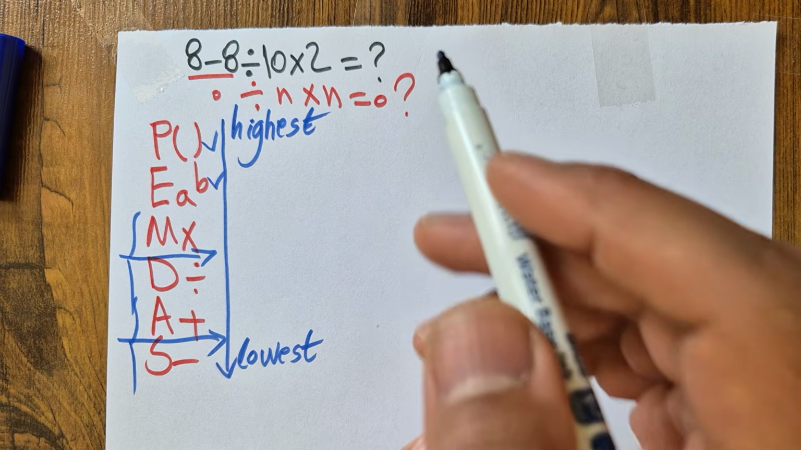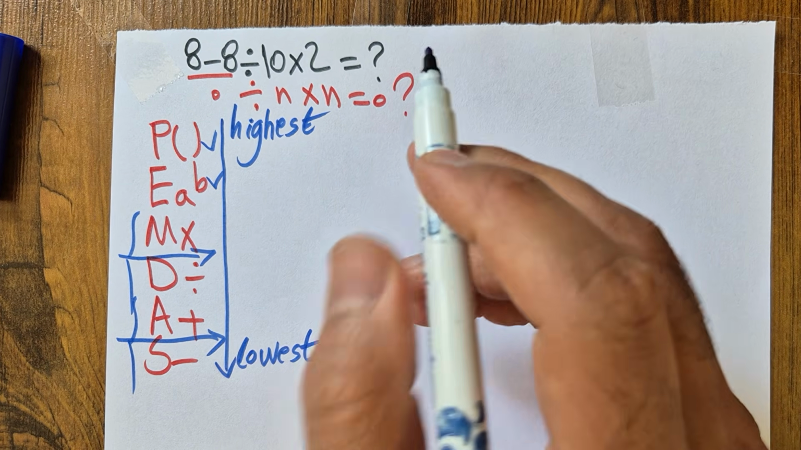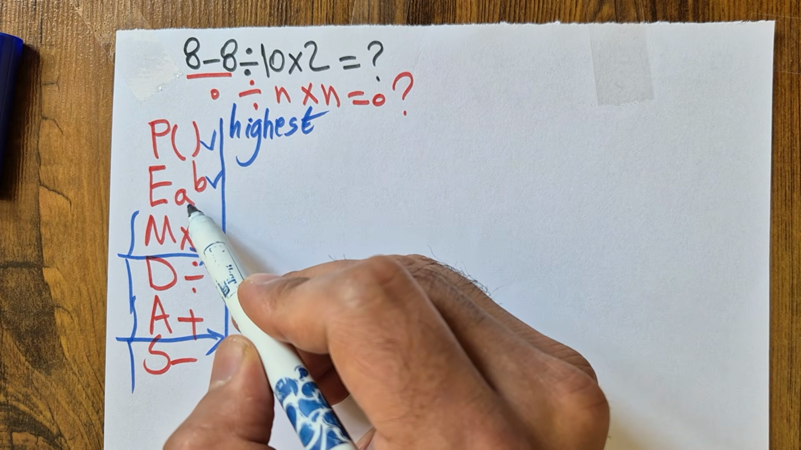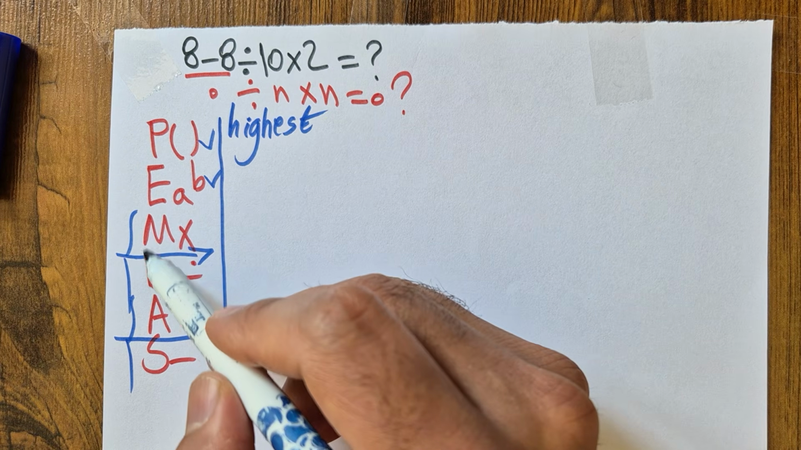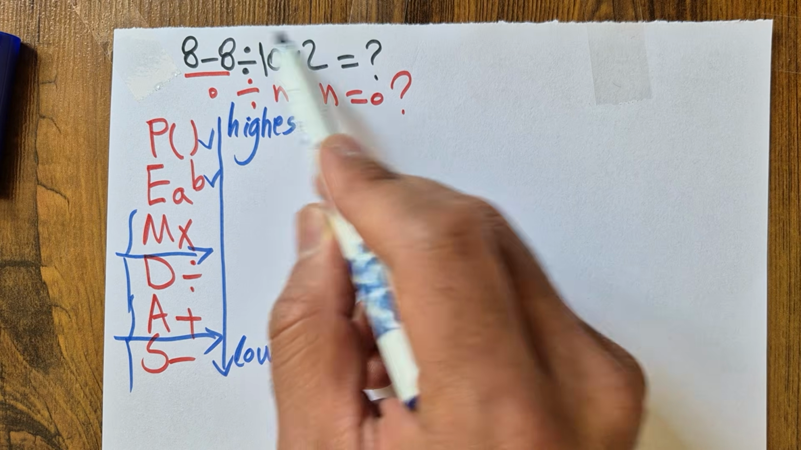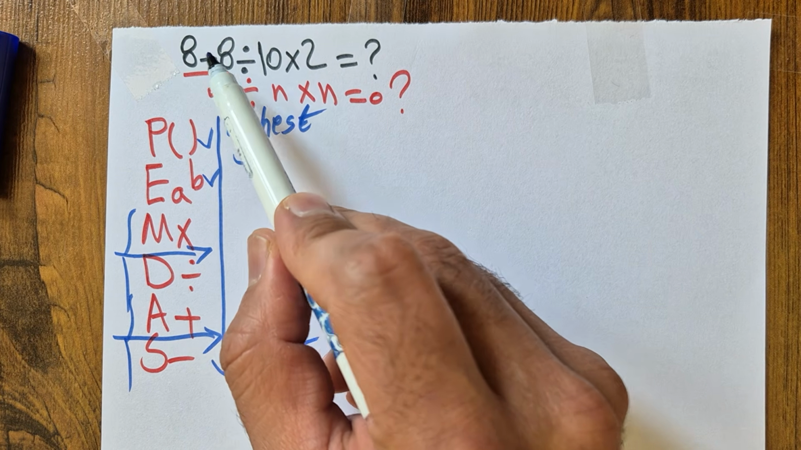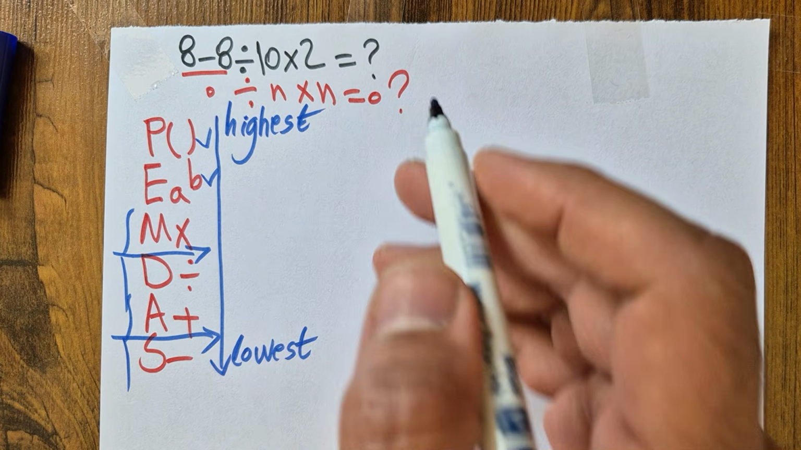Anyway, let's do this original expression with PEMDAS again. Do we have any parentheses? No. Do we have any exponents? No. Do we have any multiplication and division? Yes. We must do these two operations at first, not subtract 8 by 8 or 8 minus 8, because you would end up with 0, and that's not the right answer.